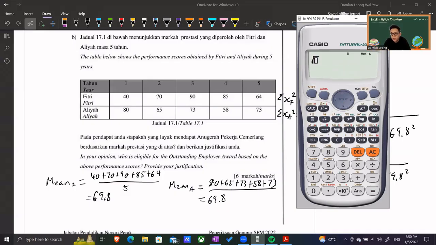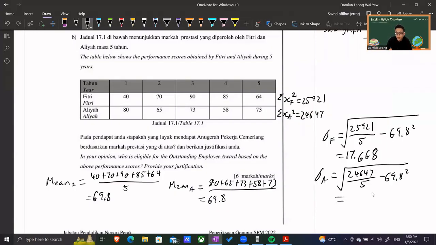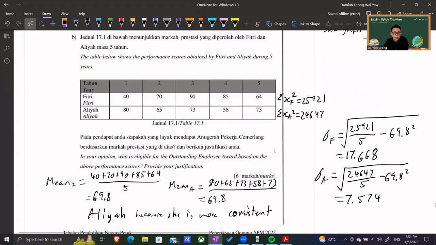It's a very big difference. It's 7.5736, so 7.574. So if I compare, basically a lower standard deviation means less dispersion, which is good. So Alia, because she is more consistent. Lower standard deviation means more consistent.